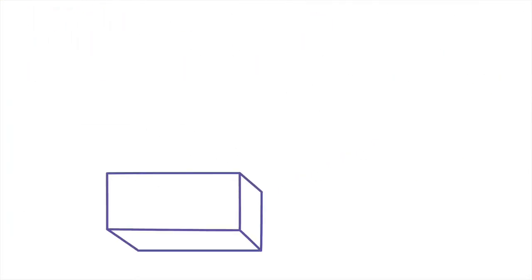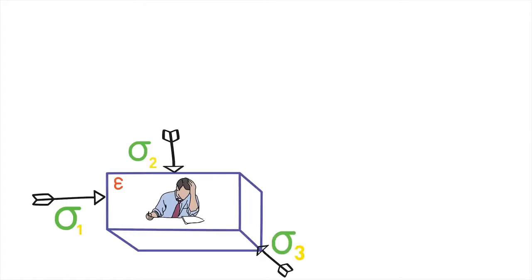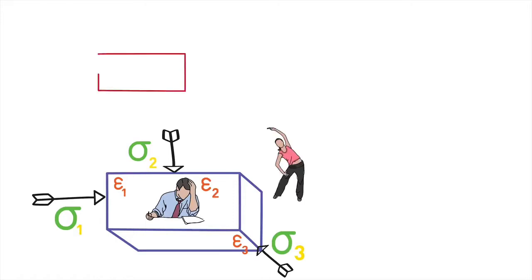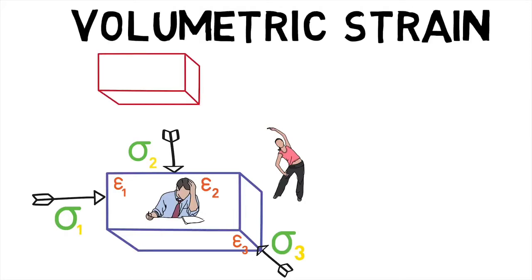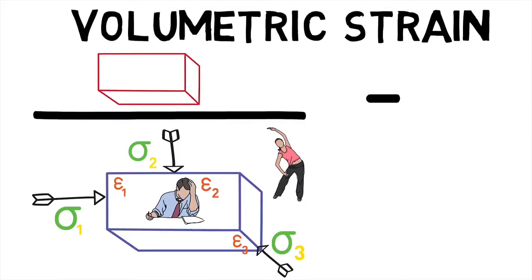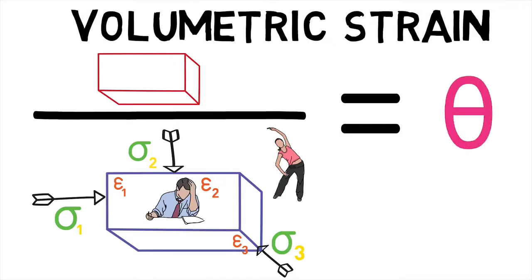Now, consider a rectangular solid under stresses sigma 1, sigma 2 and sigma 3. Then, epsilon 1, epsilon 2 and epsilon 3 will each denote the respective strain in their directions. The new dimensions of the rectangle become this. Volumetric strain, then, is defined as the increased volume of the rectangular solid upon the original volume of the solid and is denoted by theta.